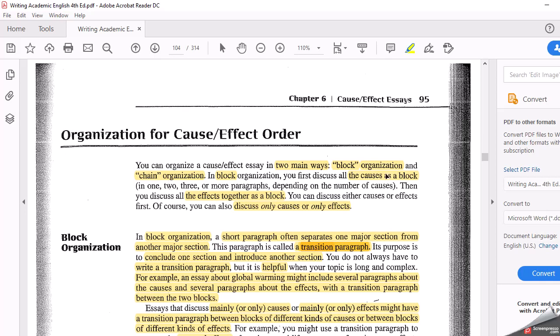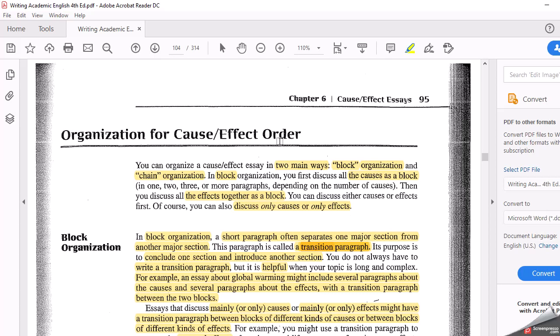We discuss all the causes as a block in one, two, three, or more paragraphs, depending on the number of causes. Of course, there should be one paragraph devoted to each cause, or to each effect. Then you discuss all the effects together as a block. You can discuss either causes or effects first. You can also discuss only causes, or only effects, for example.